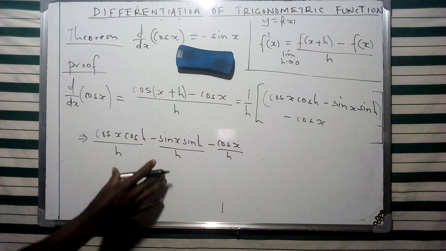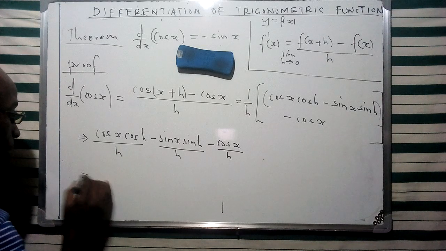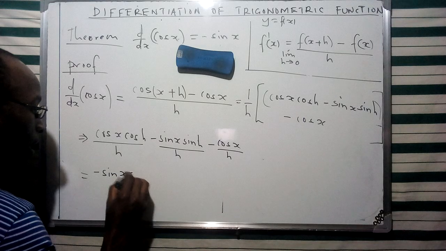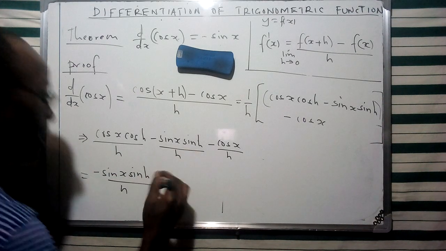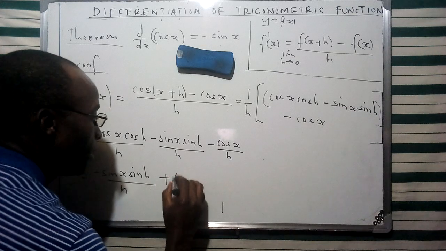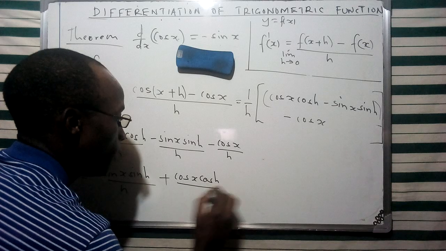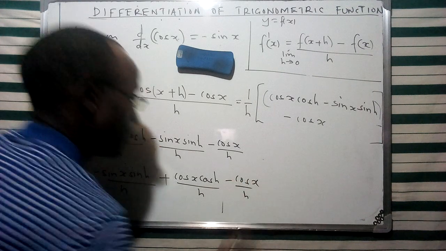We can use this specific concept of like terms in order to simplify this, and therefore this is going to give us negative sin x sin h over h, which is the second term, and then I'm going to have this one plus cos x cos h over h, minus cos x over h given as such.